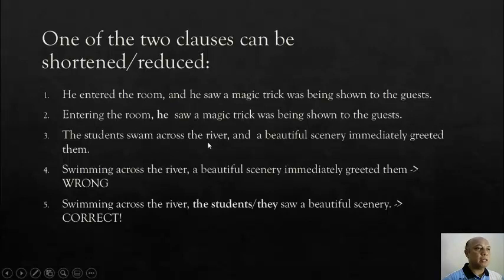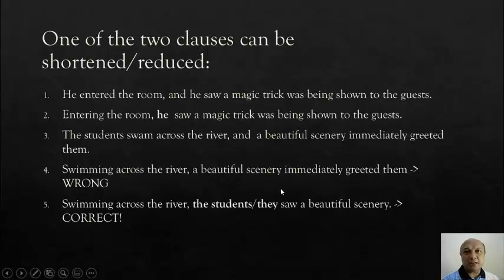Okay, now the students swam across the river and a beautiful scenery immediately greeted them. Again, two clauses, and I'm going to reduce one of them. Swimming across the river, a beautiful scenery immediately greeted them. Now this is wrong. Why? Because if you put it this way, then a beautiful scenery here becomes the subject of swimming. Of course, it doesn't make sense. Pemandangan yang indah berenang melintasi sungai. Now that doesn't make sense. The beautiful scenery does not swim, and that's why if you put it this way, then it is wrong.